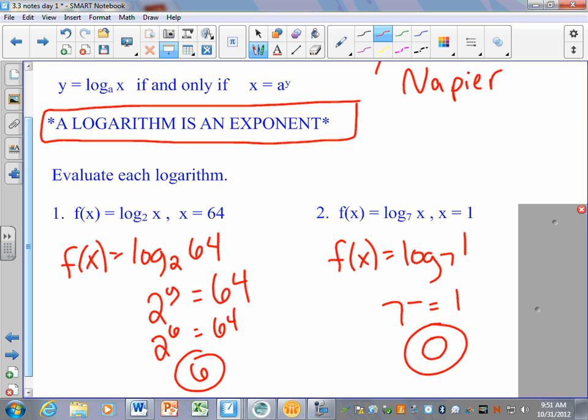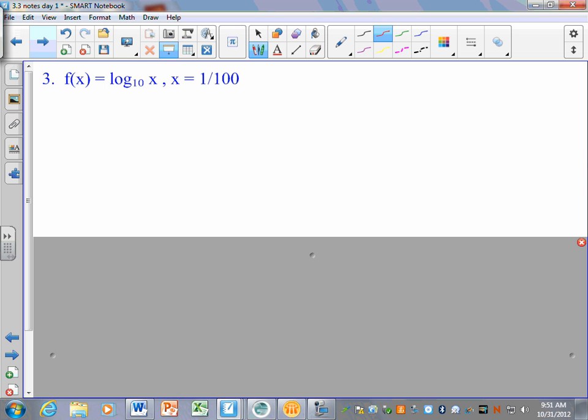Questions about that right now? Let's go with a couple others. They're not all that simple, right? They're going to use lots of rules of exponents to make you think. I'm just making you plug that in for x. So this one will be log 10 of 1 over 100.